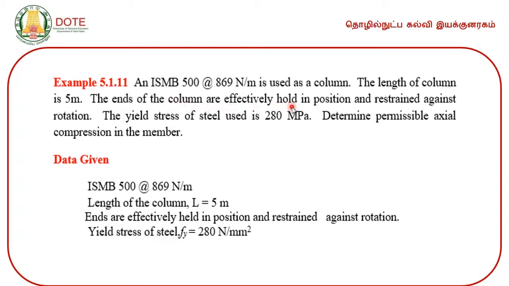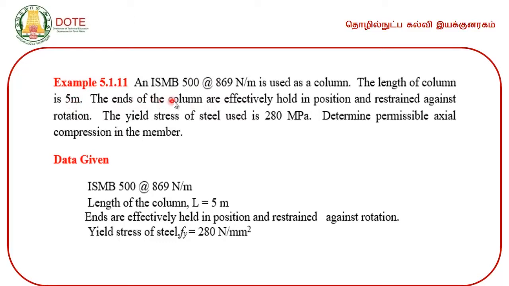Here the ends of the column are effectively held in position and restrained against rotation. That means when an end is effectively held in position and restrained against rotation, the end is fixed. So, this column is fixed at top and bottom, having an actual length of 5 meters.